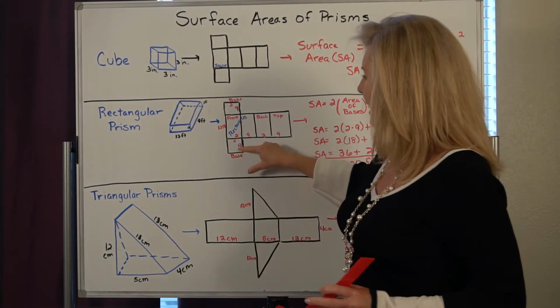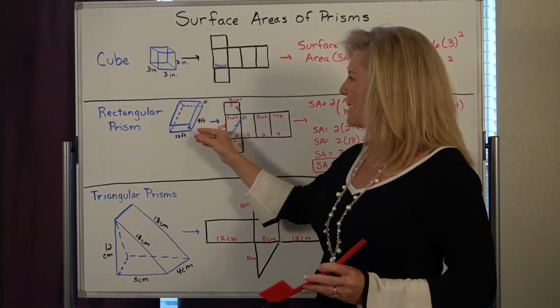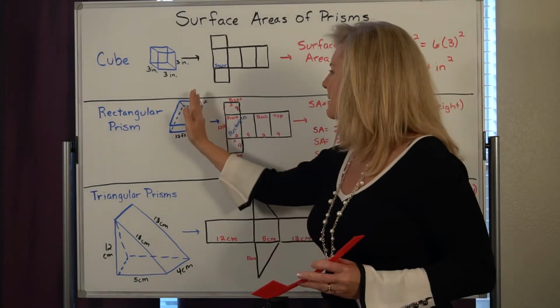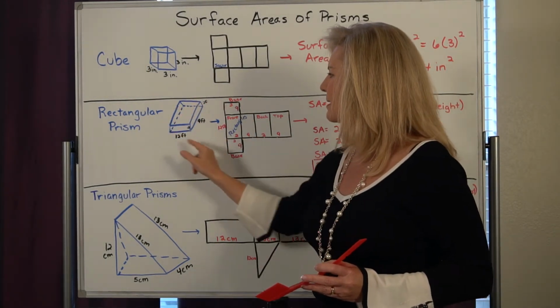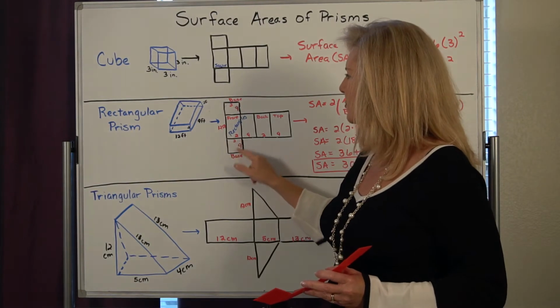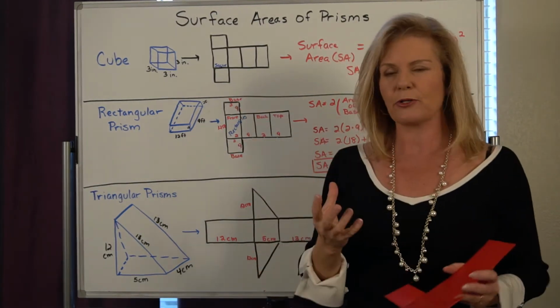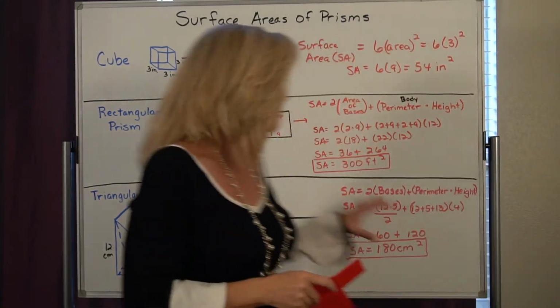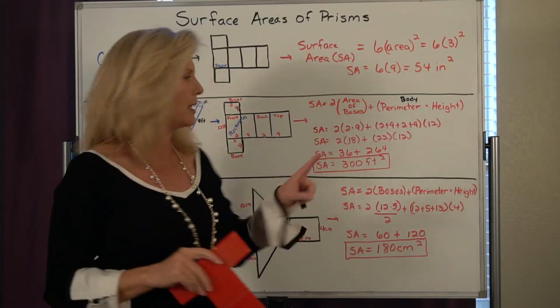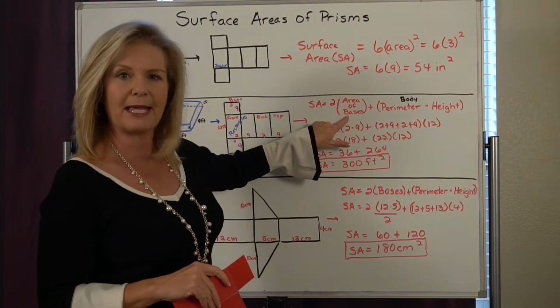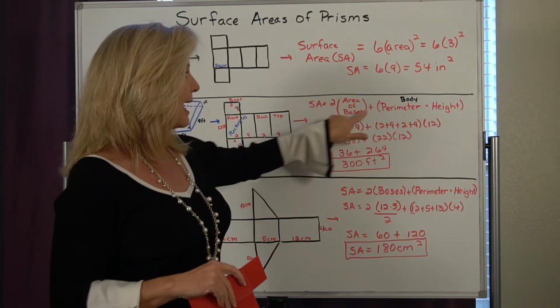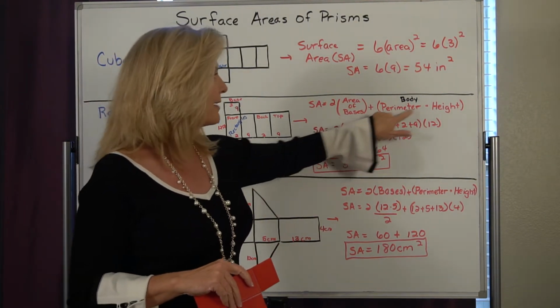Now, when I look at my bases, they are the things that were the same. So this is a base and this is a base. So my base is 2 by 9. So those are a little bit different when we go to do our formulas. So when we go and start to plug it in, remember, it's always area of the bases, and I have 2 of them, and I'm going to add that to the area of the body.